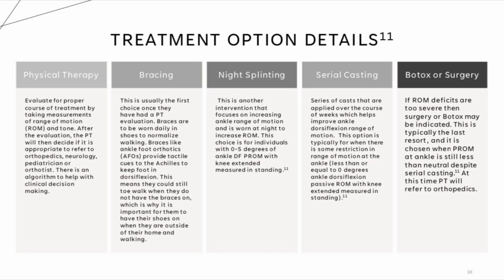So a child with sensory issues may not tolerate this well, but this is an intervention that is done outside of the physical therapy clinic, and we would need to refer out for that. If the range of motion deficits are too severe, then surgery or Botox may be indicated, and this is typically a last resort, and the physical therapist would refer the patient back to their pediatrician or to orthopedics or neurology.